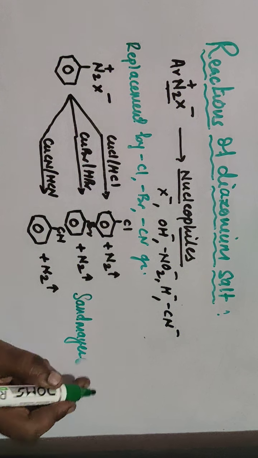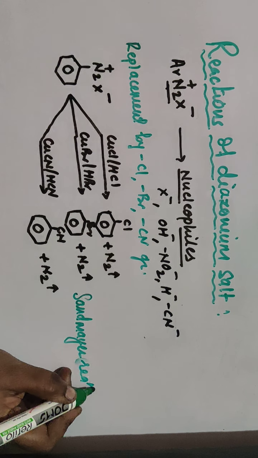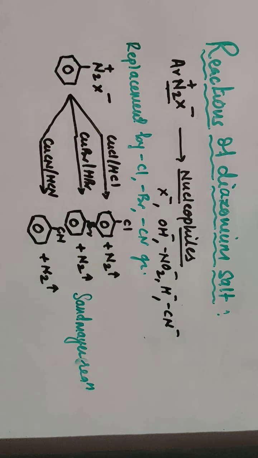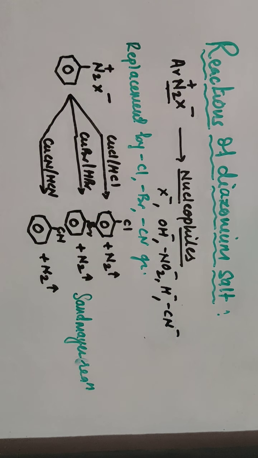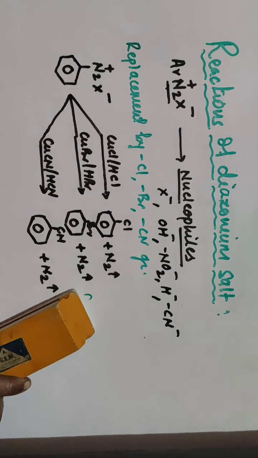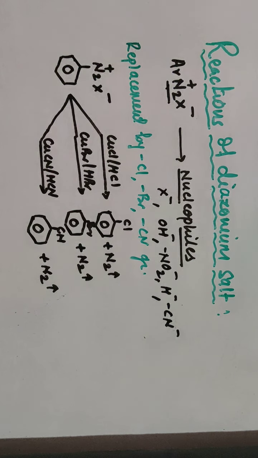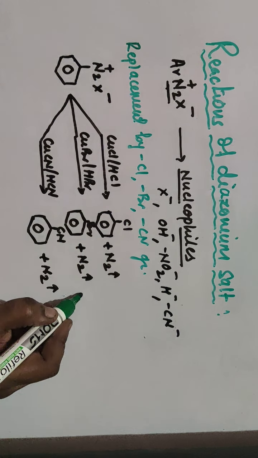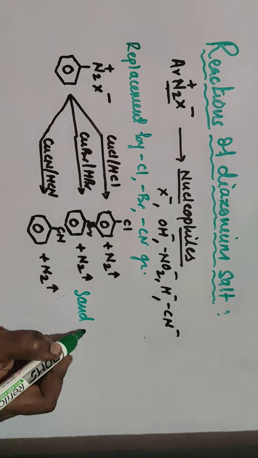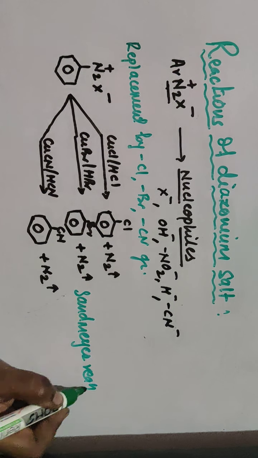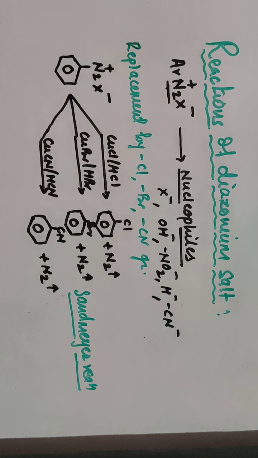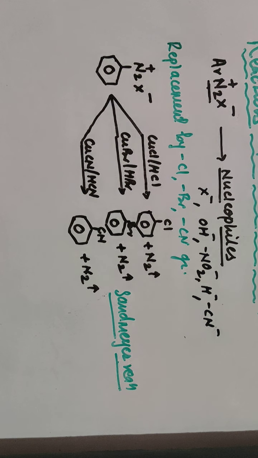Sandmeyer reaction. So in Sandmeyer reaction, cuprous chloride or cuprous bromide or cuprous cyanide is used along with mineral acid, so that there is a formation of the corresponding haloarene and nitrogen gas.